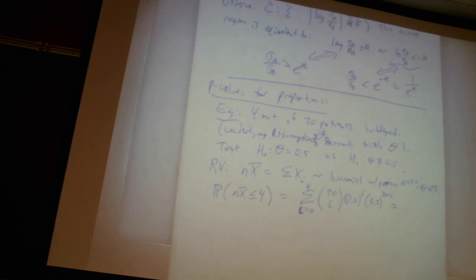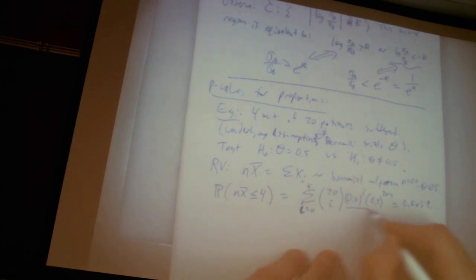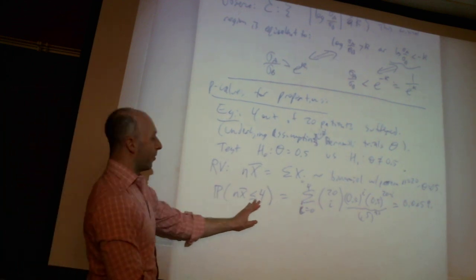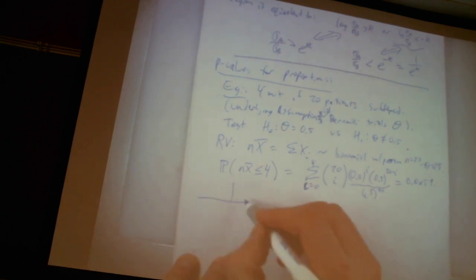You stick this in Mathematica, let me not spend time doing it. The outcome is 0.0059. You can literally stick in 20 choose i, and since this only happens when theta is a half, this is just 0.5 to the 20. You need to multiply by 2 since you're doing two-sided. Exactly. That's the probability.